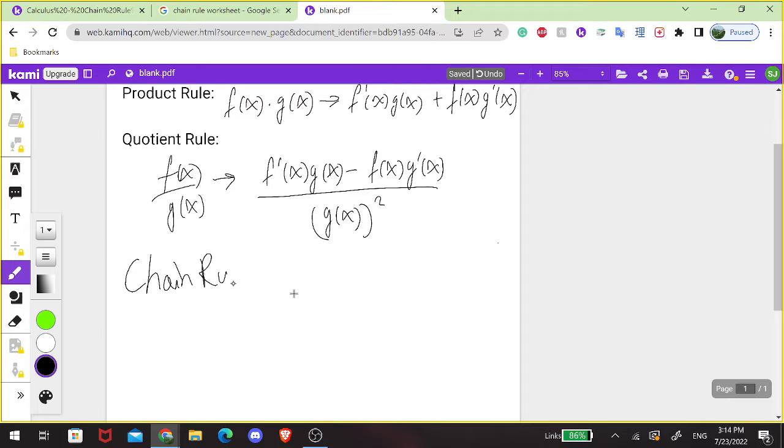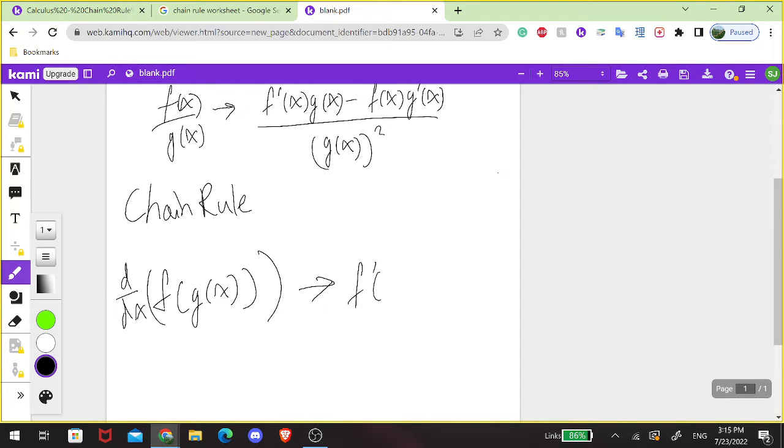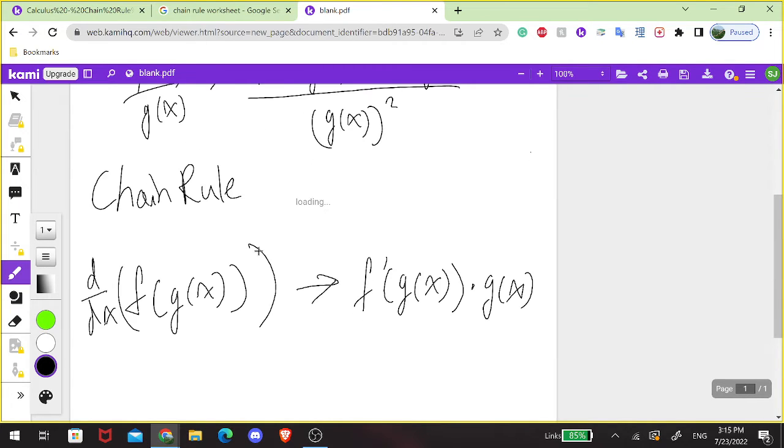Now chain rule is, rather than a formula, more like a concept. Chain rule says if you have f of g of x and you're trying to take the derivative of that, d over dx, it will become f prime of g of x times g prime of x.